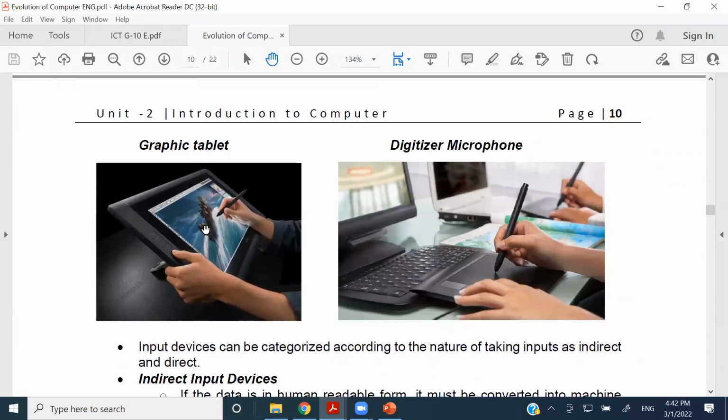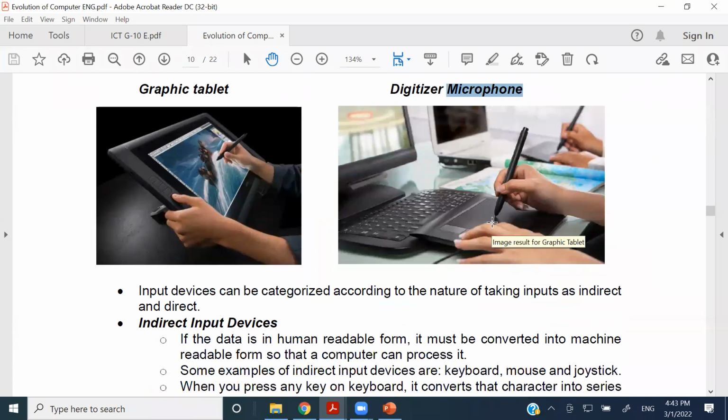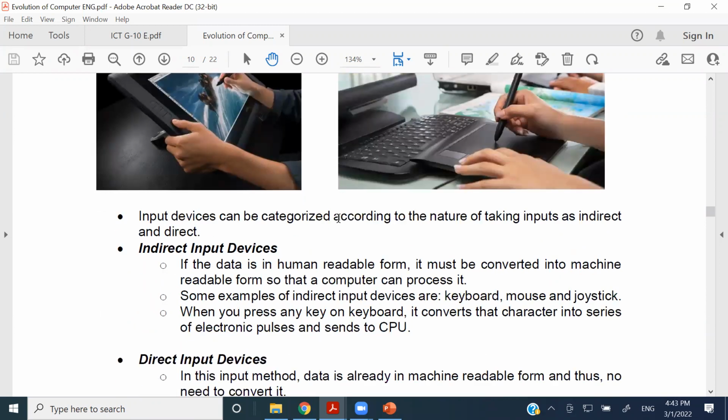And graphic tablets are there, as well as the digitizers. Not the microphone here. Microphone was a misprint. This is called the digitizer. It is something similar to the light pen, but not that light pen, right? We call it a drawing pad as well. If we connect this, when we are writing on this particular pad, the drawing is happening on the monitor, right?